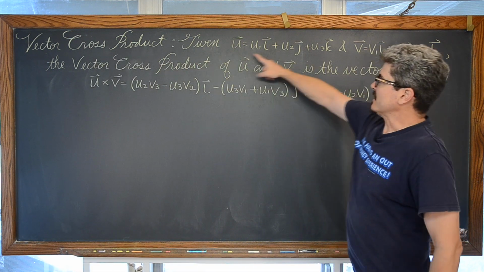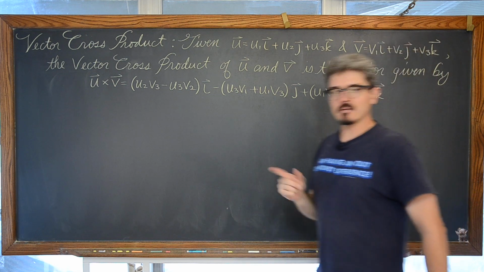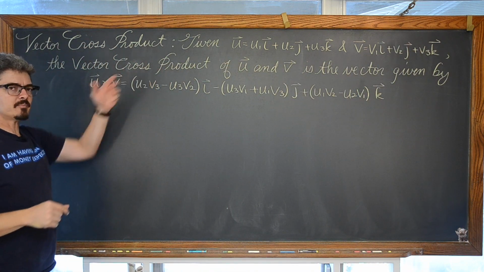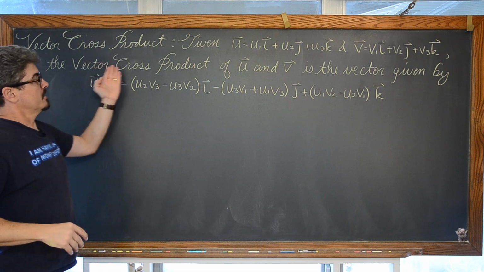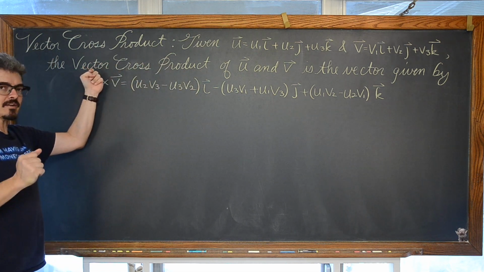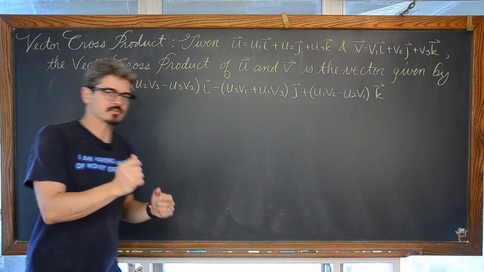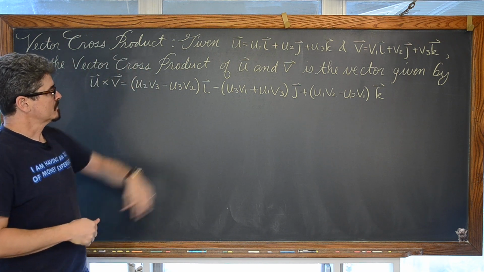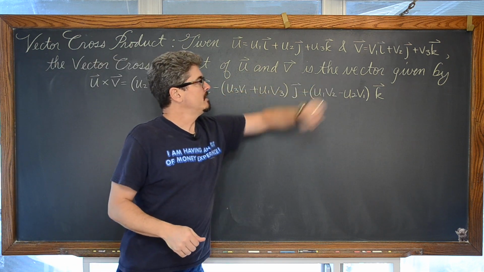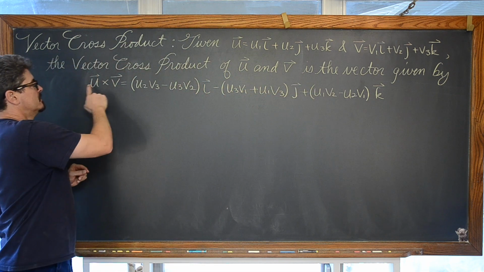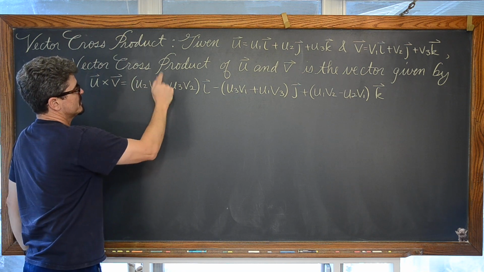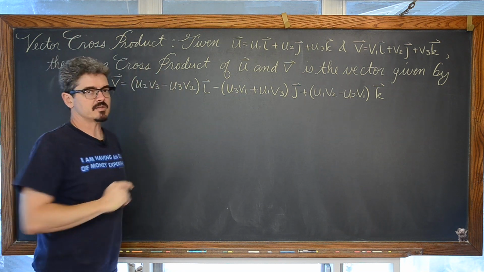Our vector cross product, given vector u and vector v in component form, we have the vector cross product. A lot of books or a lot of teachers would just say the cross product. It's nice to start with the word vector, though, to remind you that your answer is a vector. Again, not a scalar multiple like it was with the dot product. Of vector u and vector v is another vector given by, so this is a vector, u sub 2 times v sub 3 minus u sub 3 times v sub 2.